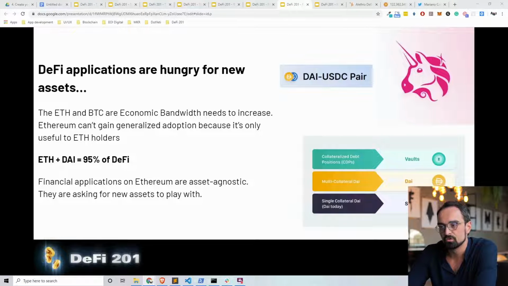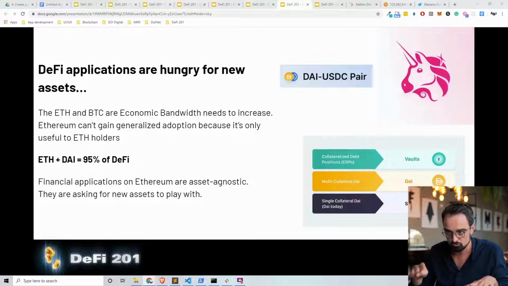DeFi applications are hungry for new asset classes. We can see that already with the move from single collateral DAI to multi collateral DAI. And you can see that the Ethereum and BTC economy bandwidth needs to increase. Ethereum can't gain generalized adoption because it's only useful for Ethereum holders. Then you have this bridge from Bitcoin, so this whole spectrum increases. Right now, Ethereum plus DAI is 95% of DeFi, and we also have Bitcoin flowing in, and other assets are slowly coming up.